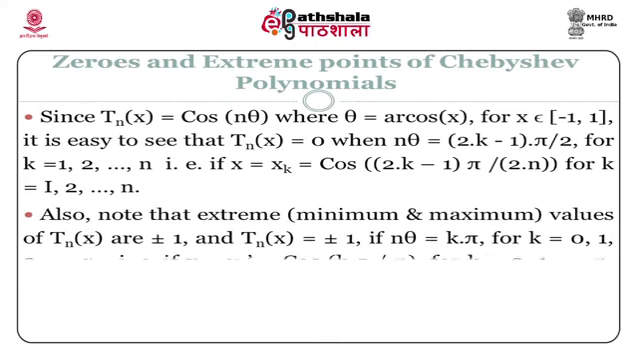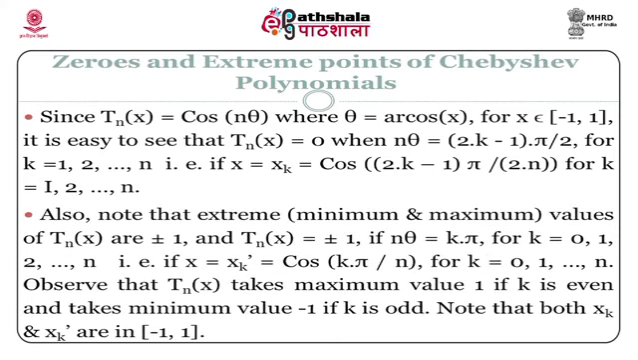Also note that the extreme values, that is the minimum and maximum values of Tn(x), are plus or minus 1, because being a cos n theta, these are attained at Tn(x) equal to plus or minus 1 if n theta is equal to k pi for k equal to 0, 1, 2, up to n, that is, if x equal to xk, which is equal to cos of k pi by n for k equal to 0, 1, 2, up to n.